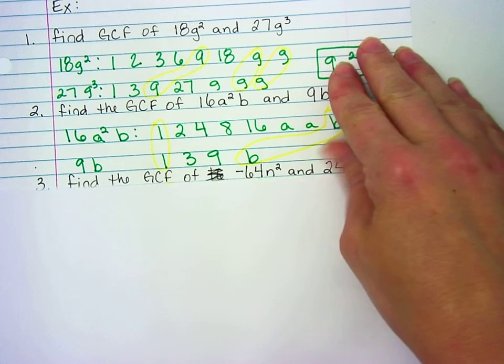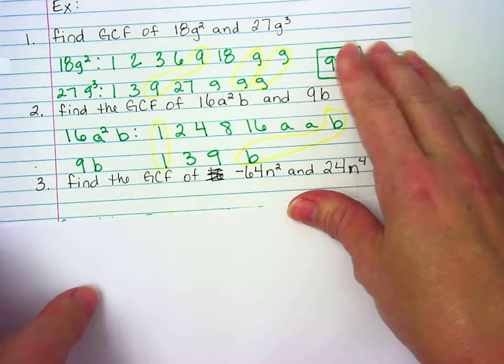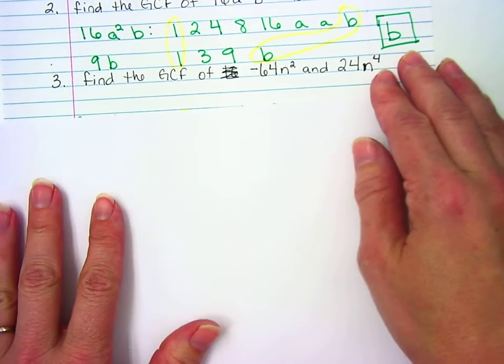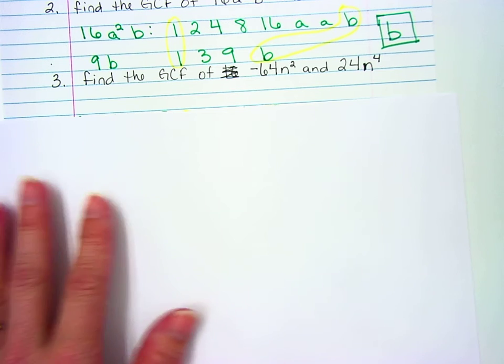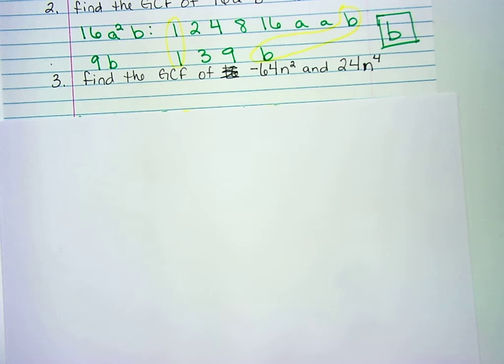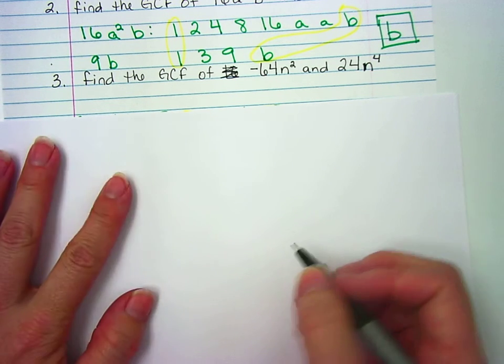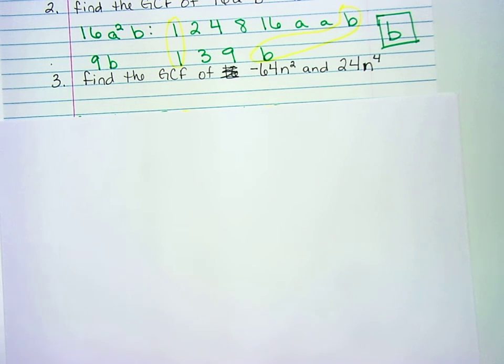Last one, I believe it's the last one. Yep. Last one that we're going to look at together. Same thing, write it down really quick, work it out, and then turn it back on. Okay, so we have negative 64 n squared, and then 24 n to the power 4.